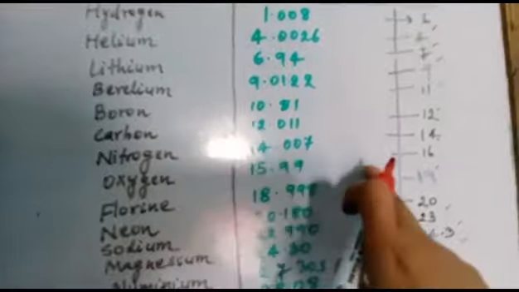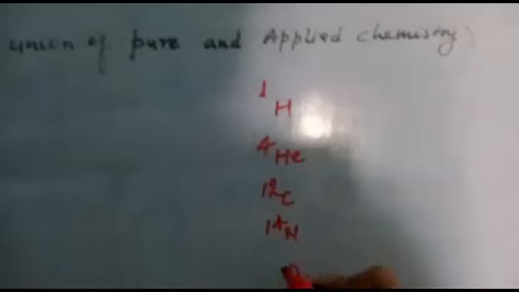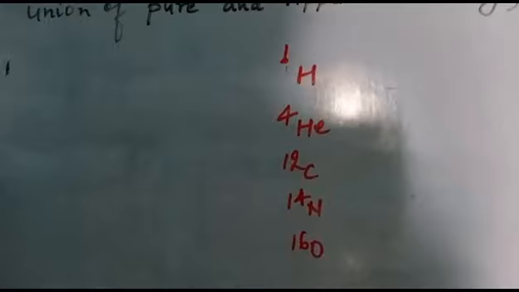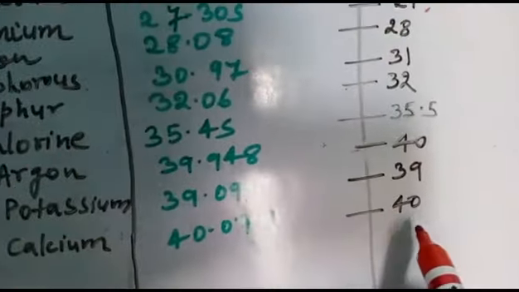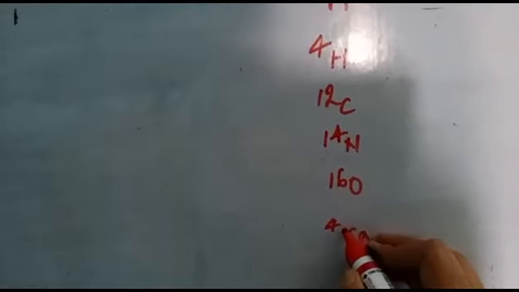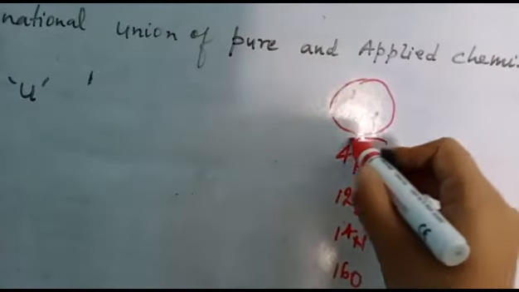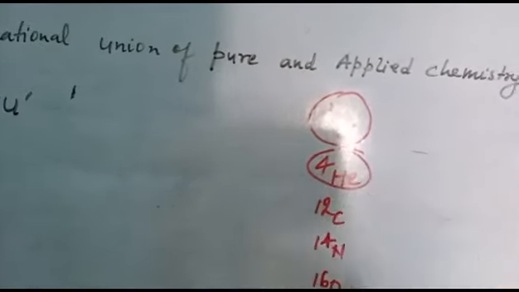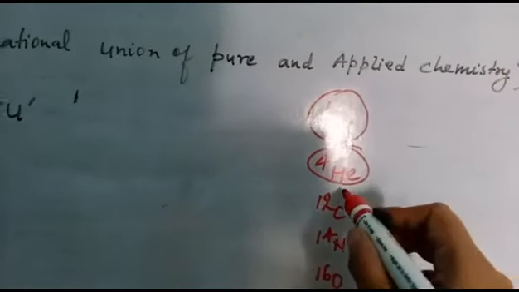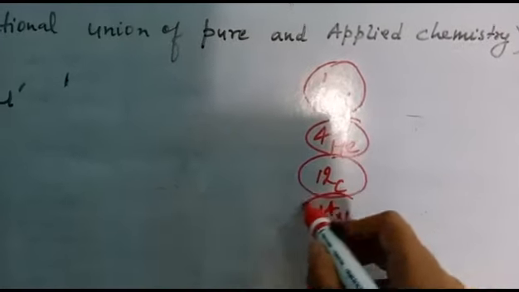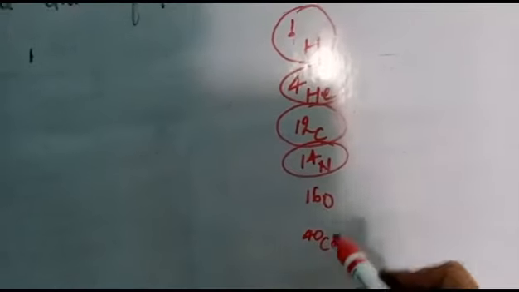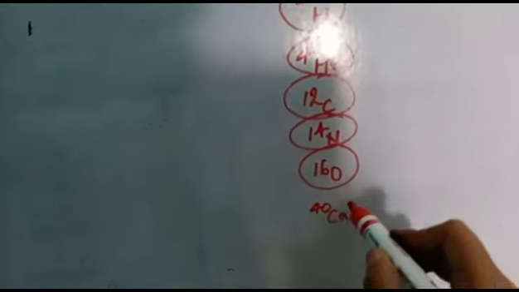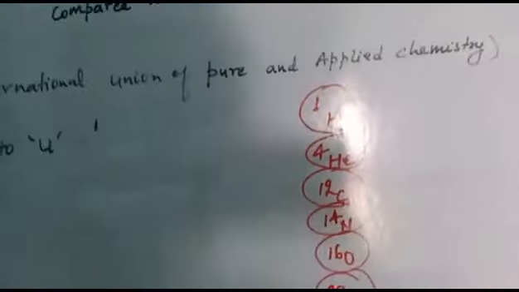Yes, oxygen, how much is it? 16, so we will write here as 16. Okay, then calcium is here, it is 40 u, so we'll write here as 40. If we write like this, this shows the atomic mass of the element: atomic mass of carbon, atomic mass of nitrogen, atomic mass of oxygen, atomic mass of calcium, like that.